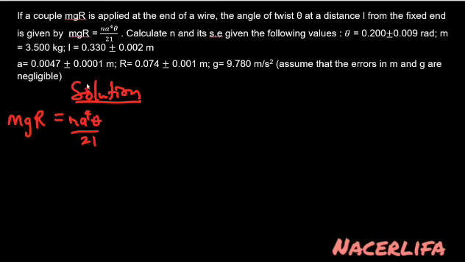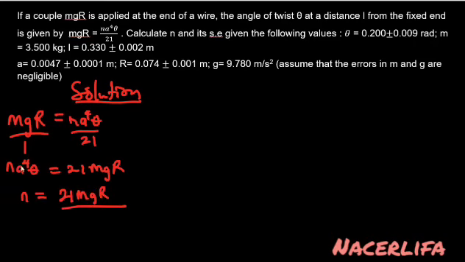So we're going to neglect that. What we do now is to make N subject of the formula. We cross multiply, and have NA to the power of 4 theta equals 21 mgr. This 21 is a constant. So once we make N subject of the formula, we have 21 mgr upon A to the power of 4 theta. Since we are told to take M and G to be negligible, our interest here will be R, A, and theta, because this 21 is a constant.